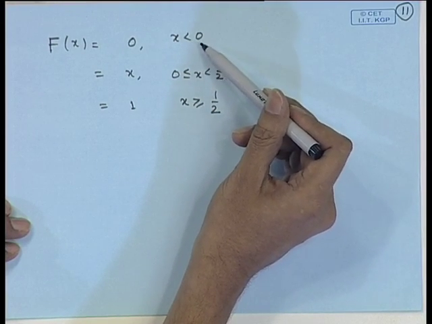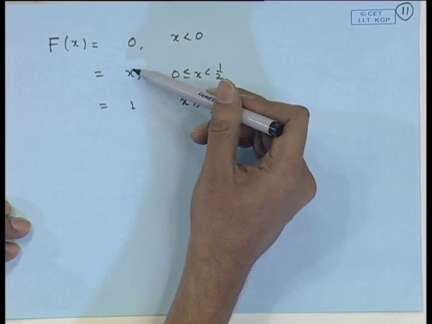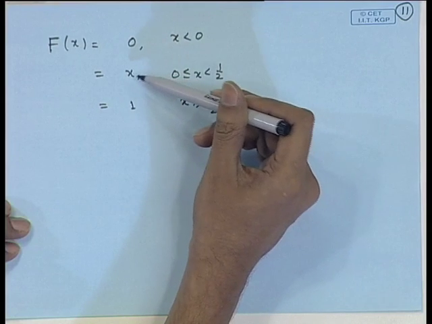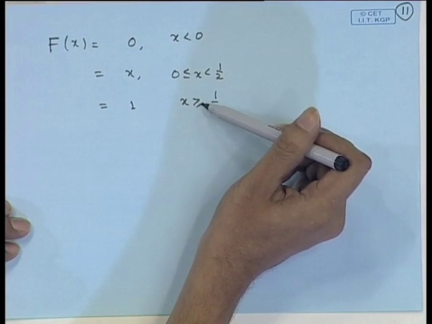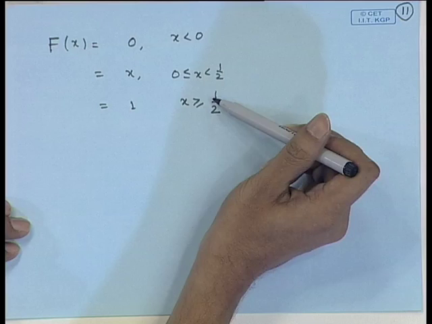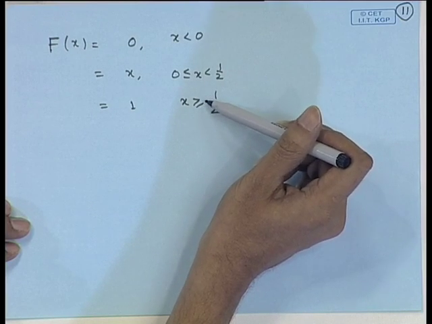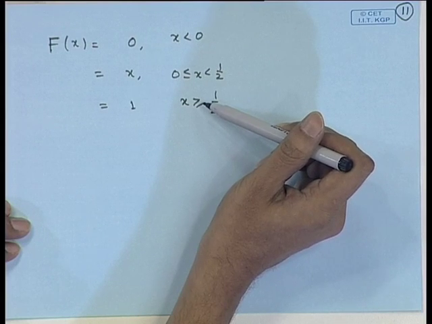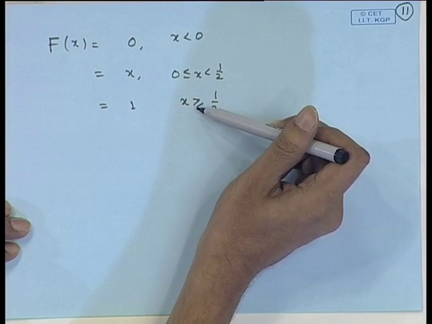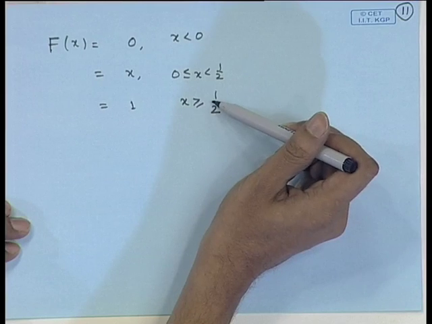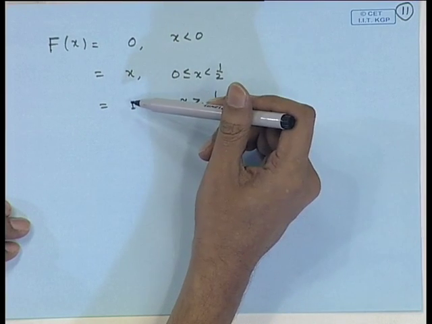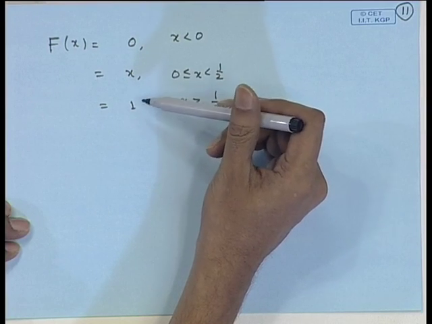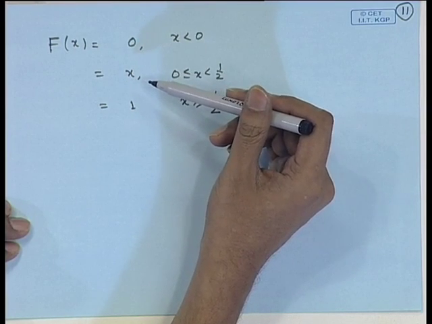If I check at x equal to 0, the right hand limit at x equal to 0 is 0, the value at x equal to 0 is 0. So, it is continuous from right at 0. Let us take the value x equal to half. So, the right hand limit at x equal to half is 1, and the value at x equal to half is 1. Therefore, the function is continuous from right. So, it is defining the CDF of a random variable.